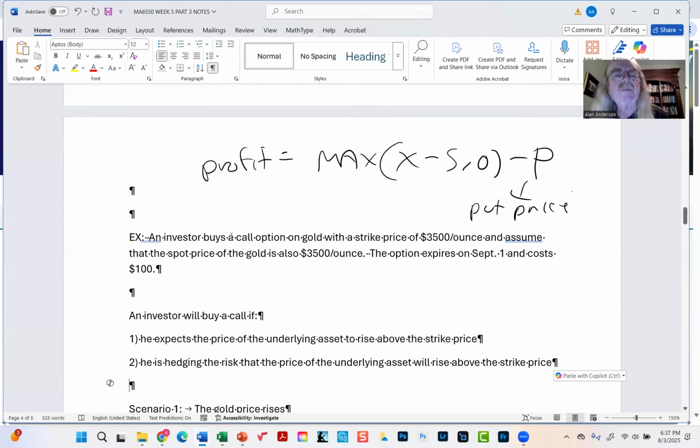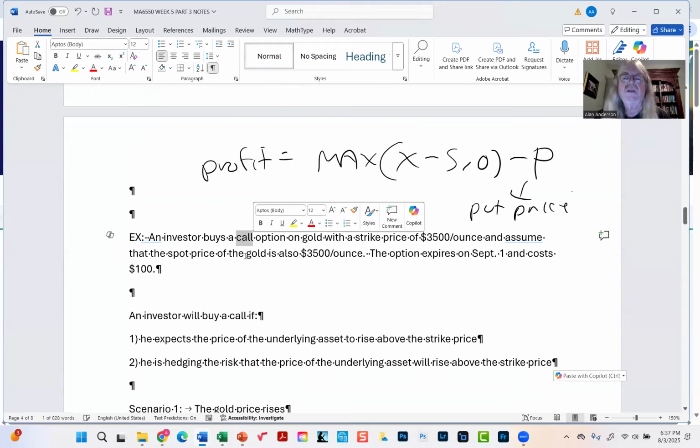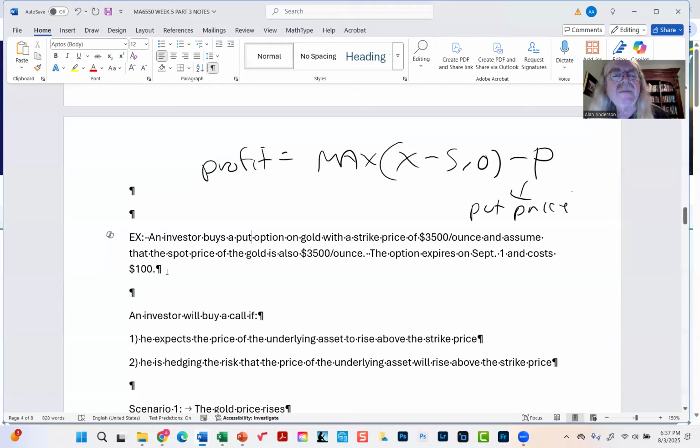So this time the investor buys a put. All the other details are the same. An investor will buy a put if he expects the price of the underlying asset to fall, because you're speculating on the price falling, or he's hedging the risk that the price of the asset will fall. Either way, you'll get a profit, and that will help offset any losses you might suffer in the spot market. Okay, here we go. Now it makes sense.